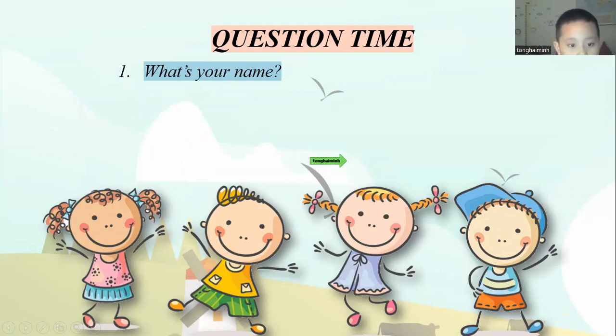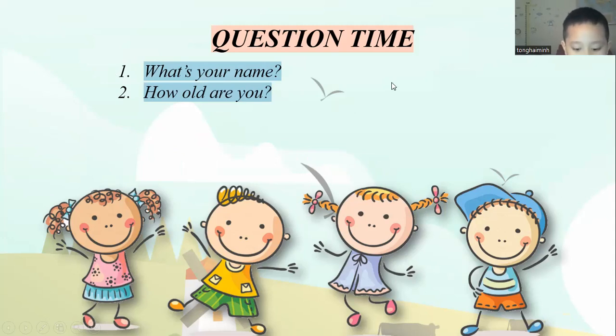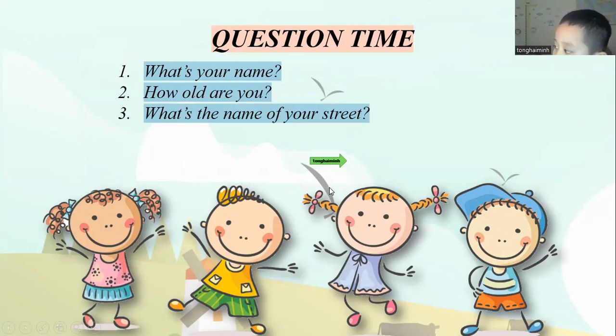Okay, so let me ask you this one. What is your name? It's Tong Haimin. Okay, great. How old are you, Tong Haimin? 6 years old. You say, I am 6 years old. I am 6 years old. Very good. Okay, what's the name of your street?